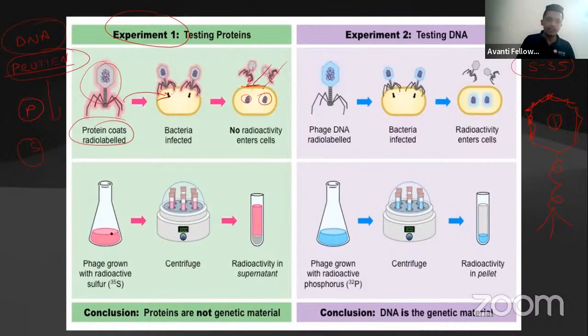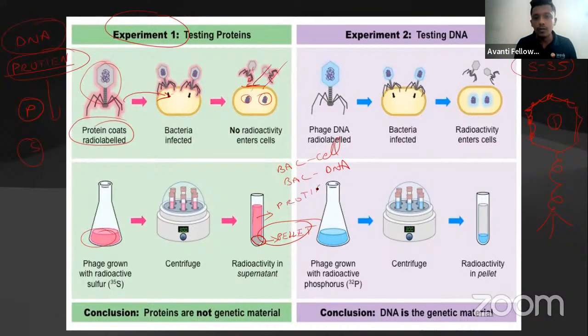Now we take this solution and put it in the centrifuge. When we put it in the centrifuge and spin it, it will create two layers. What are these two layers? One layer is a solid, which we call the pellet. This pellet contains bacterial cells and bacterial DNA. Now, the supernatant, or the liquid part, contains proteins. What protein? Viral protein.